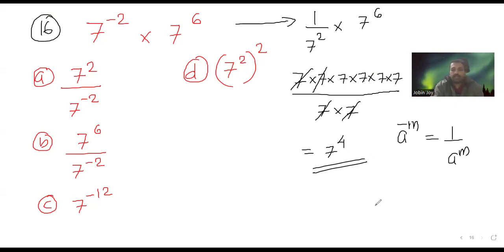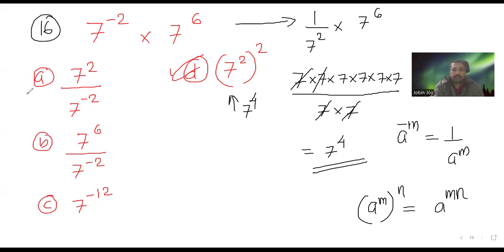So option D is correct. Why is option D correct? Option D is in the form of a raised to m the whole raised to n, that is equal to a raised to mn. That means this is 7 raised to 2 into 2, 7 raised to 4. So option D is correct. Then next is 7 raised to minus 12. No, this is wrong because the answer is 7 raised to 4.